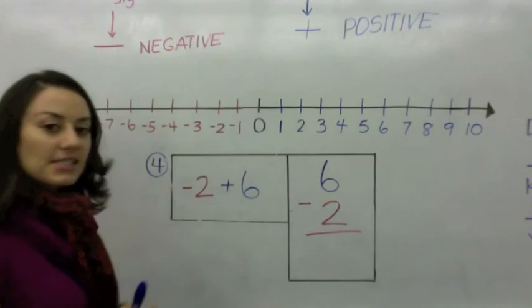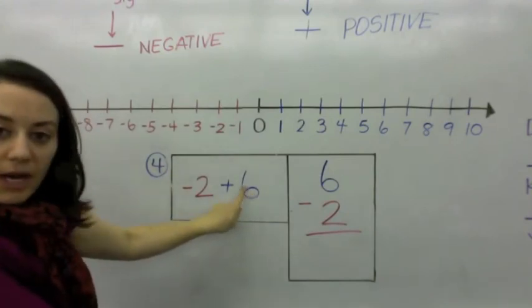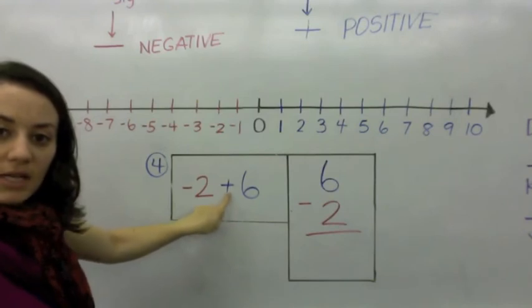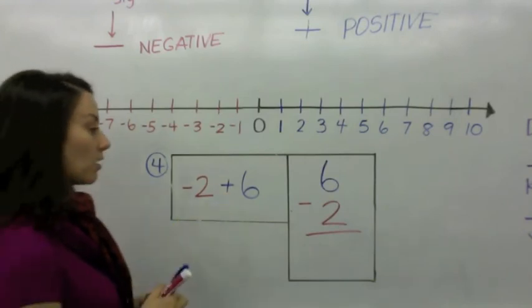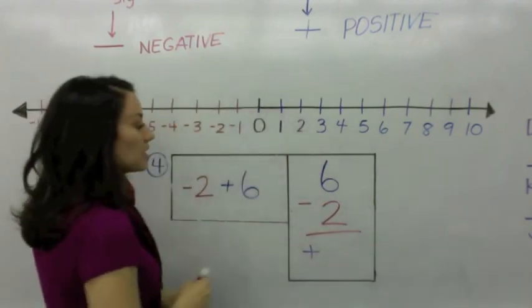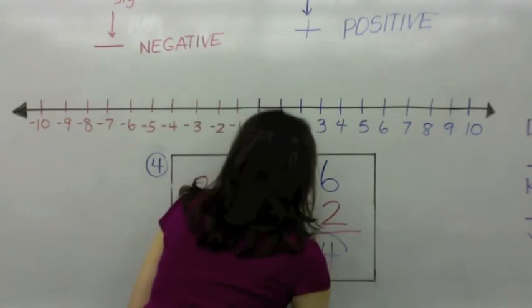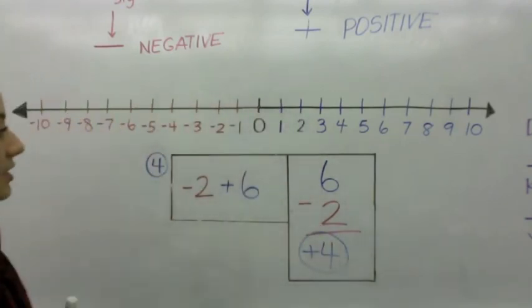Now, what is the sign of the higher number? The higher number you said is 6, right? What is its sign? Is it positive? Yeah. So you're going to put a positive right here, and then you're going to do your subtraction. You're going to say 6 minus 2. So the answer should be positive 4. Let's check to see if we're right.